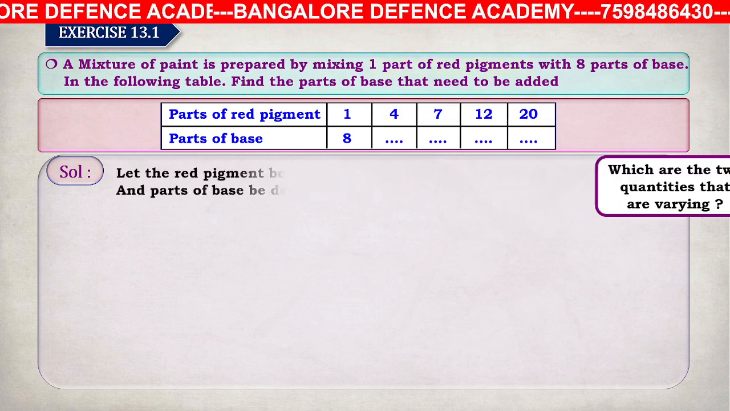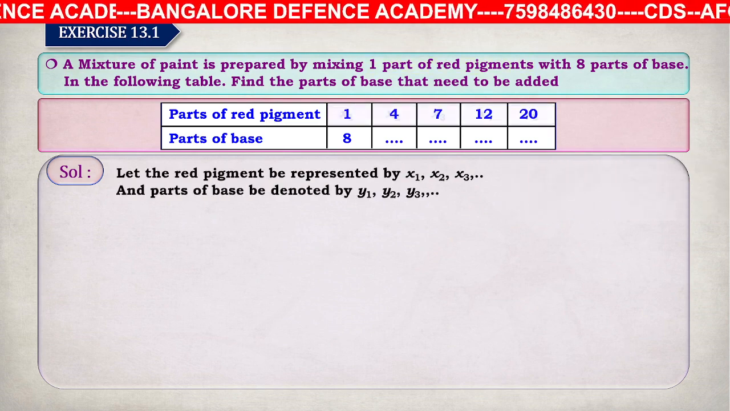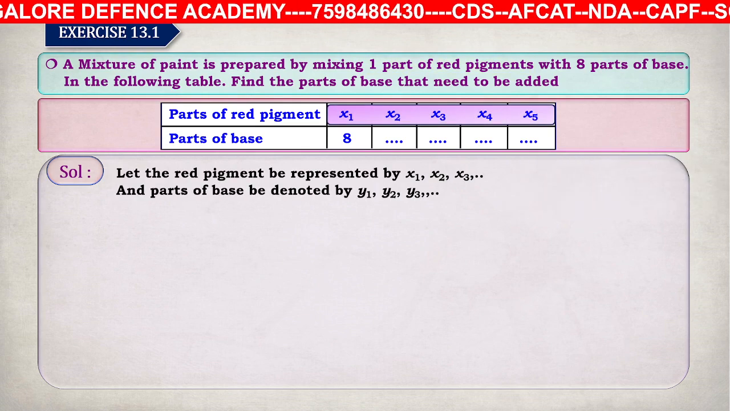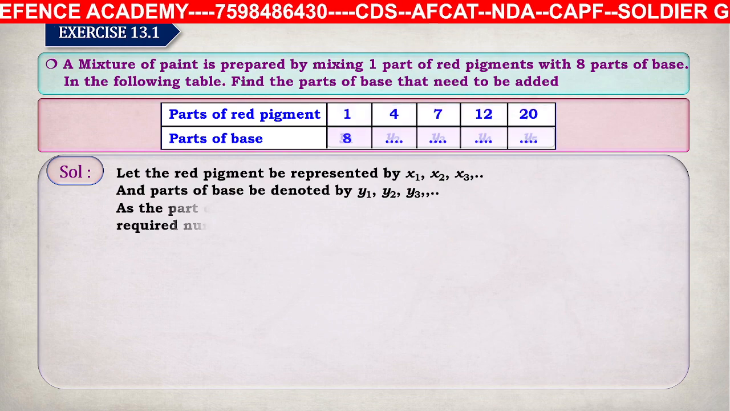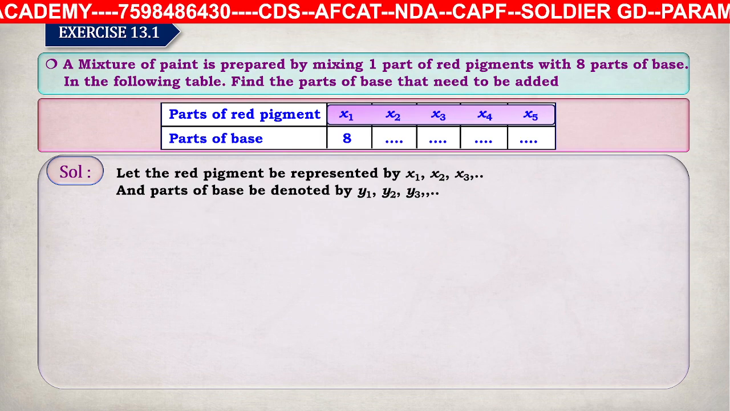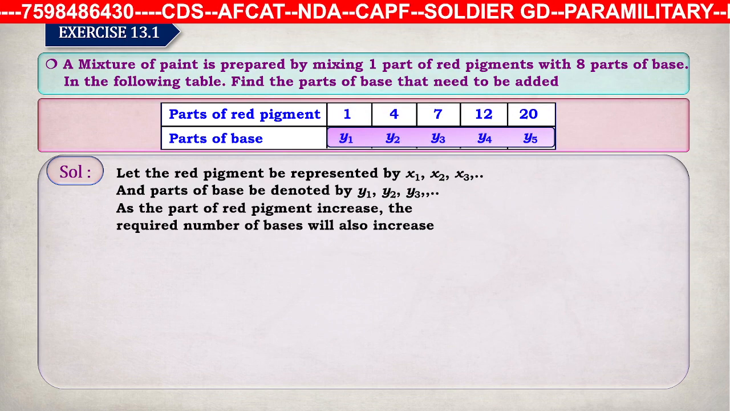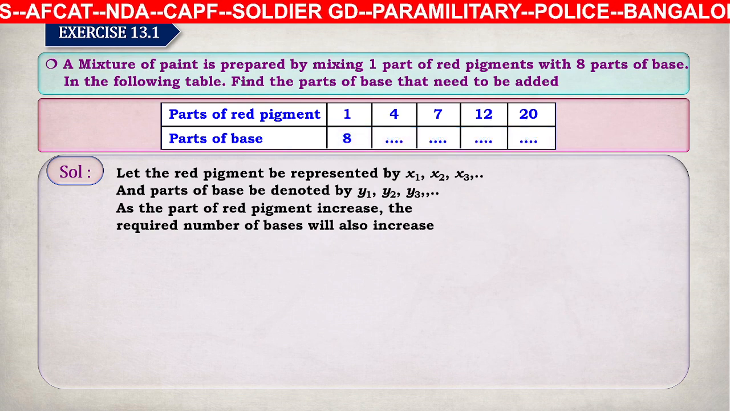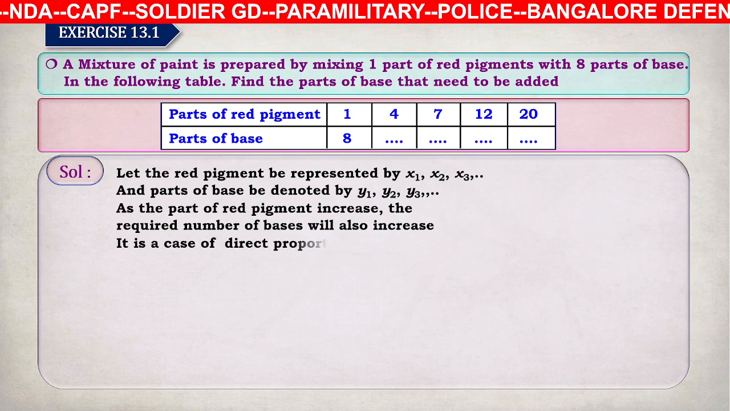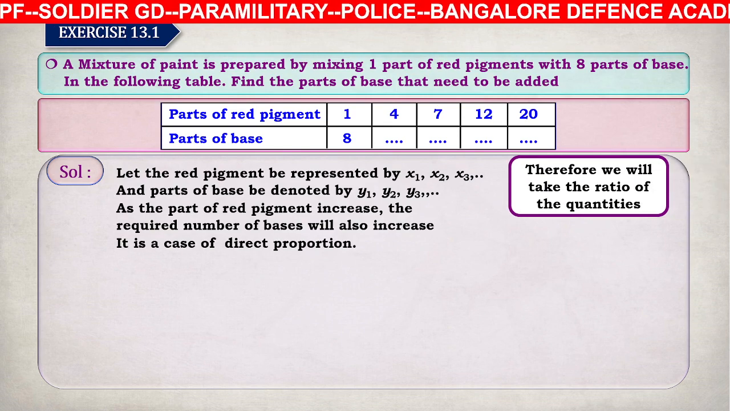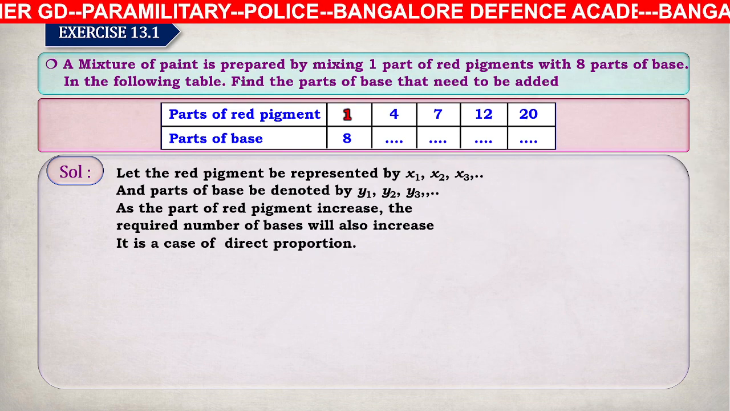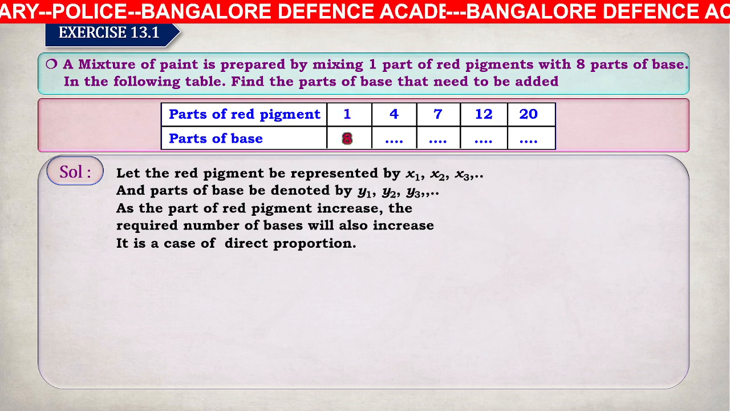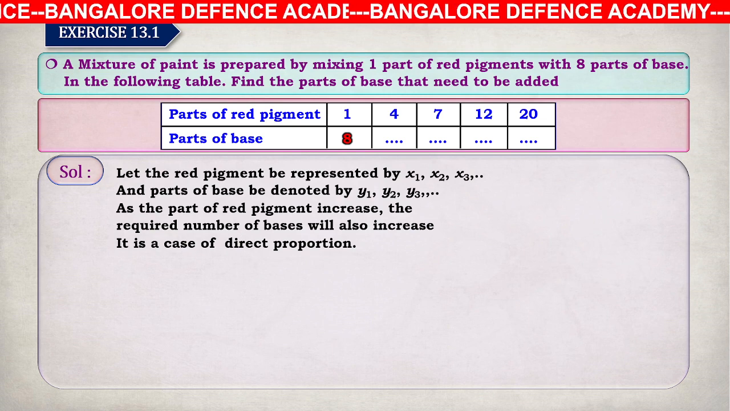The parts of the red pigment I'm going to take as x1, x2, x3, x4 and x5. And parts of the base I'm going to take as y1, y2, y3, y4 and y5. As the parts of the red pigment increase, the required number of parts of base will also increase. Then only it is called direct variation. Now let us try to solve the question. Imagine the red pigment is 1. So for one part, the base is 8.